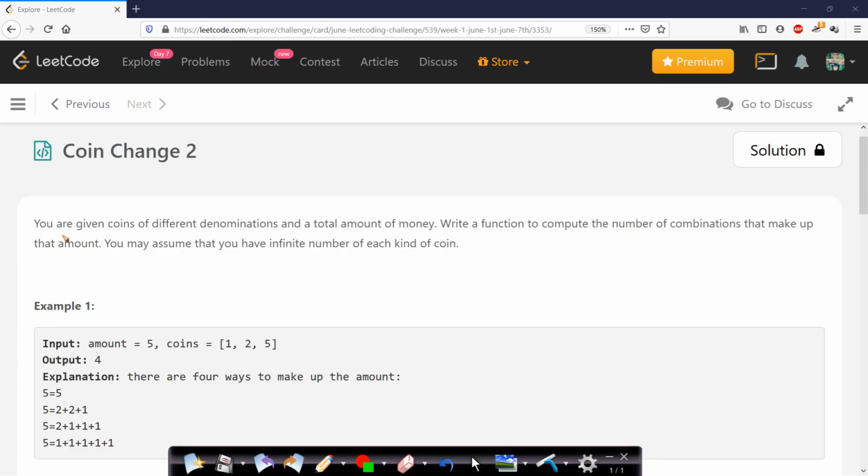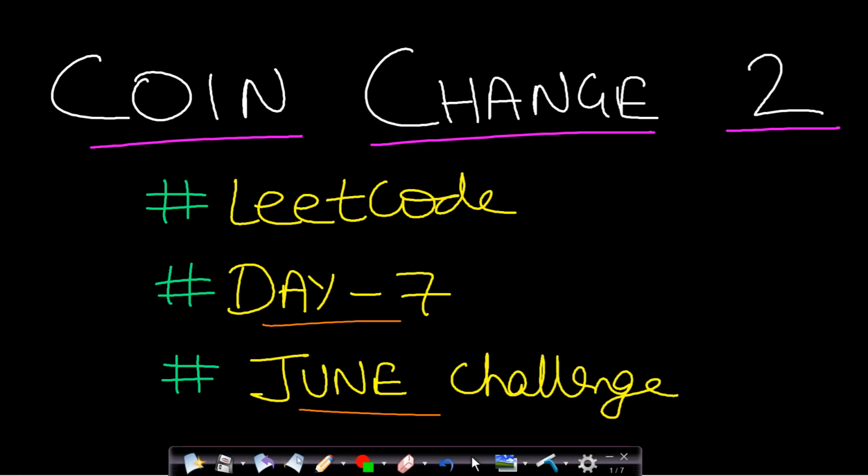So let us now look at the problem statement. The problem here says that you are given coins of different denominations and a total amount of money. Write a function to compute the number of combinations that make up the amount. You may assume that you have infinite number of each kind of coin. So let us now look at an example in order to get a better understanding.